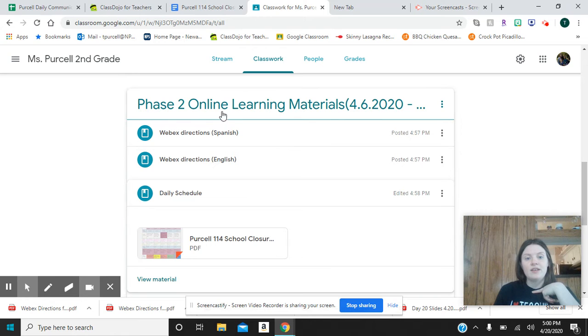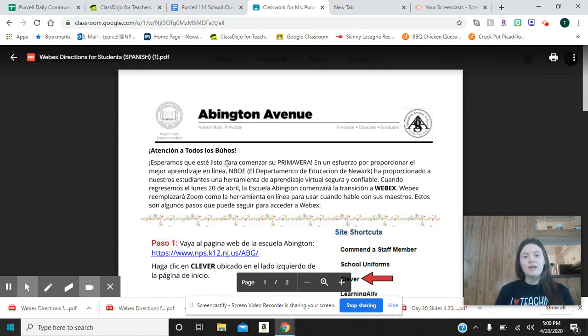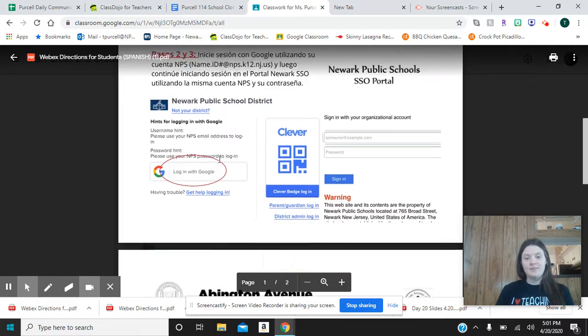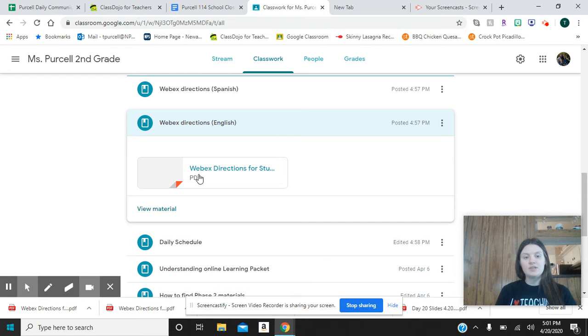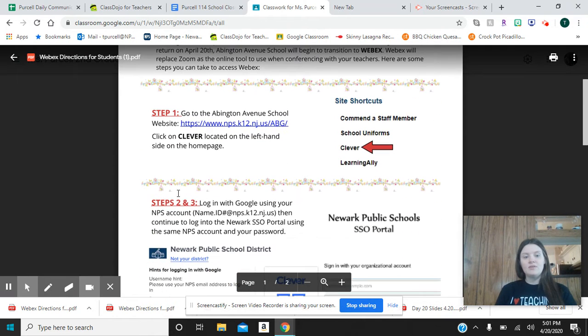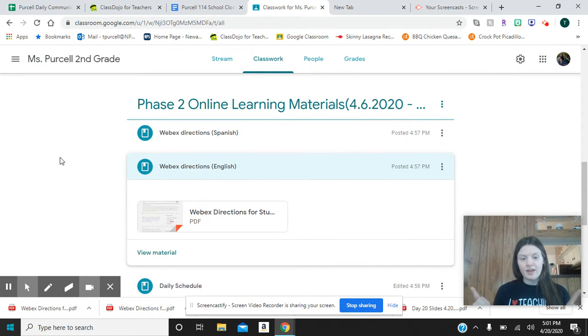That would be found under Phase 2 online learning materials. And there's two folders. There's WebEx directions in Spanish and WebEx directions in English. So you would click on which one you'd like, click the PDF, and here are the directions on how to log in. And again, you can find those in English as well if you click on the PDF and look at the different steps, step 1, step 2, and 3. It gives you pictures to help navigate the website. If you have trouble with passwords or usernames, please let me know and I would be happy to help you. That's one material I've posted.